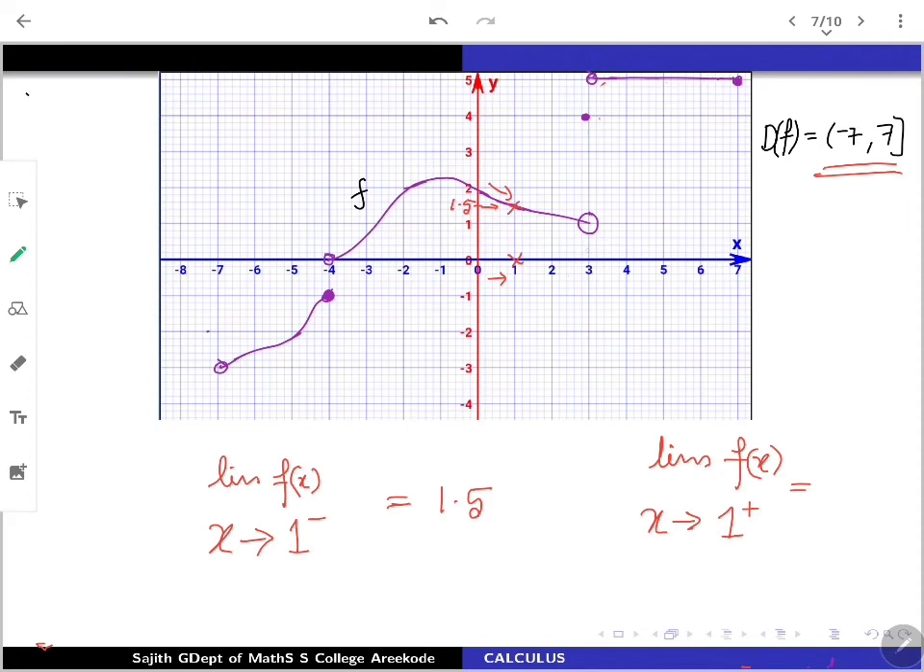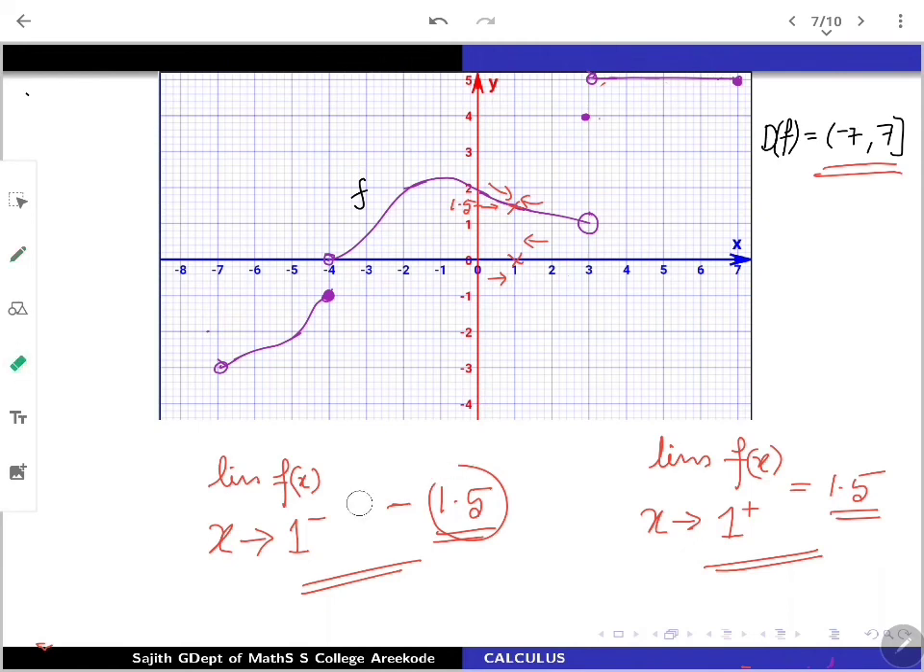A very similar thing will happen from the right also. If you are approaching 1 from the right side, the domain side, then the graph of the function will approach 1.5 again. So this also will give you 1.5. So the left hand limit as well as the right hand limit exist and they are going to be the same. So we say that the limit of f as x tends to 1 exists and the limit is going to be 1.5.